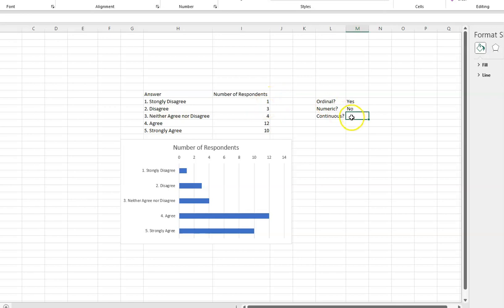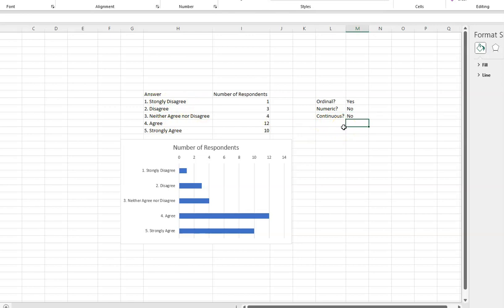And then finally, is it continuous? Is the distance between a strongly disagree and a disagree the same as the distance between a disagree and a neither agree nor disagree? And again, when you start asking questions like that, it almost doesn't even make sense. And so I'm going to say that no, this is not continuous data.